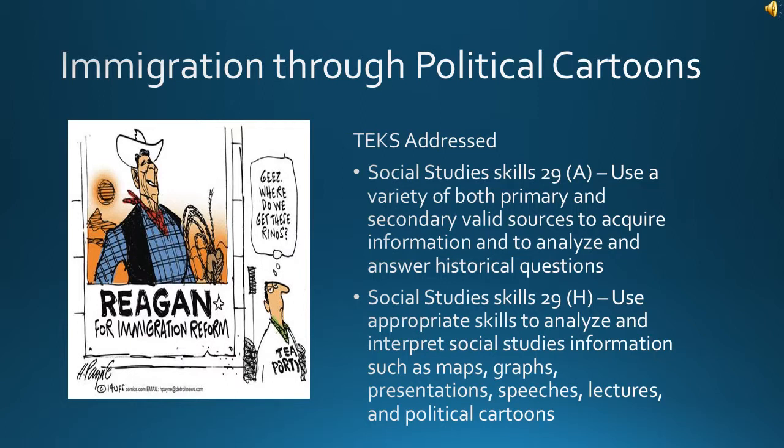The TEKS that address the social studies skills are done through all 4 years of high school social studies. We're supposed to teach them the difference between primary and secondary sources and address their validity in answering historical questions. Also, they must use the skills that they learn to interpret different things: maps, graphs, speeches, and in this case, political cartoons.